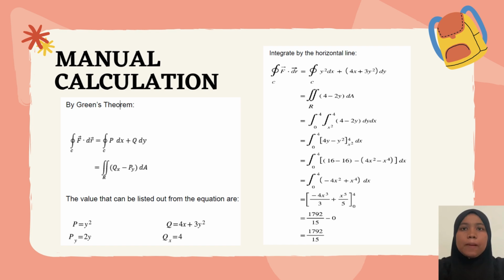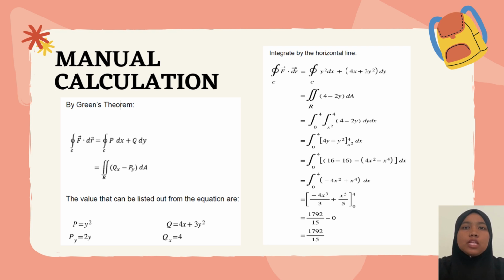For manual calculation, we need to identify P and Q first. For this question, P is equal to y squared, while Q is equal to 4x plus 3y squared. Then, we need to differentiate P with respect to y and Q with respect to x. Then we get Py equals 2y and Qx equals 4. Then we set up according to Green's theorem formula, which is the double integral of Qx minus Py dA. Then we get the double integral of 4 minus 2y dA.